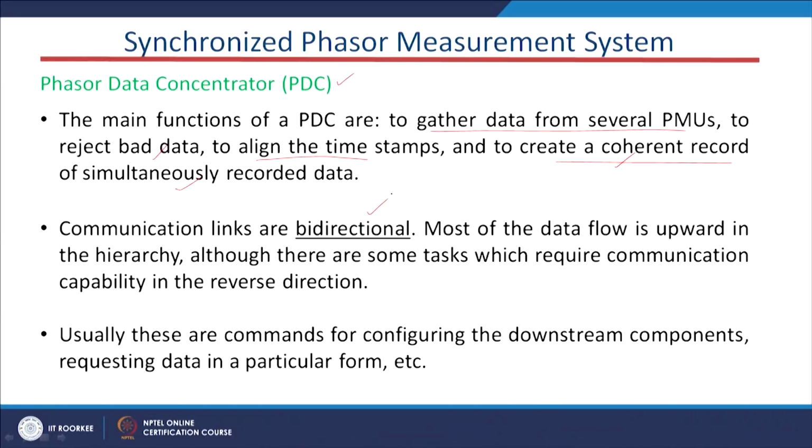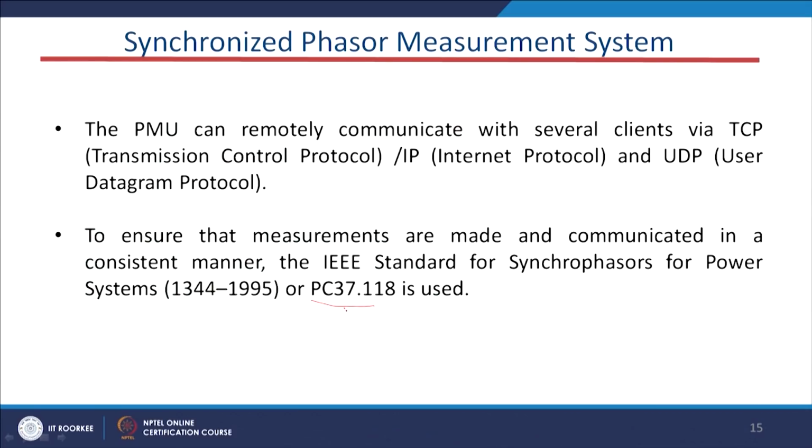The communication links are basically bidirectional. Mostly the data flows from the PMU to the PDC, and sometimes the PDC also speaks to the PMU. The standard which is maintained for this PMU or synchrophasor measurement system is IEEE C37.118. This IEEE standard is used to specify all the requirements and guidelines for maintaining the PMU inside the wide area monitoring system.